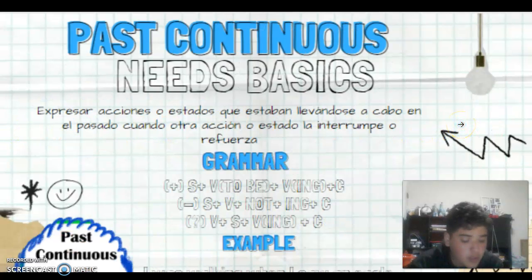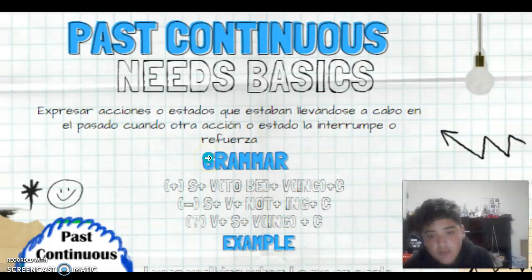The past continuous. The past continuous expresses actions or states that were taking place in the past when other actions or states interrupted or reinforced them. The grammar: the positive is subject plus verb to be plus verb-ing plus complement. The negative is subject plus verb to be plus not plus verb-ing plus complement. And the interrogative is verb to be plus subject plus verb-ing plus complement.